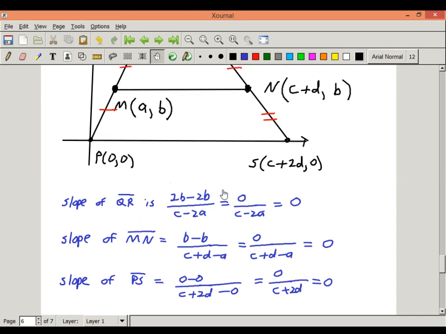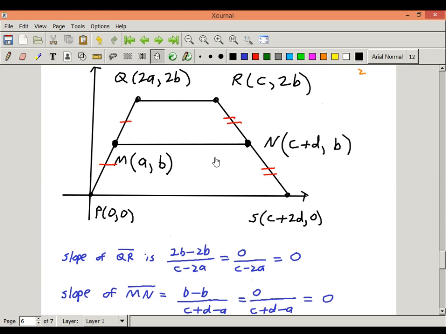So we just showed that all three parts, the two bases and the mid-segment of the trapezoid, all have the same slope. So we just proved using coordinate geometry that that mid-segment is parallel to the two bases of the trapezoid.